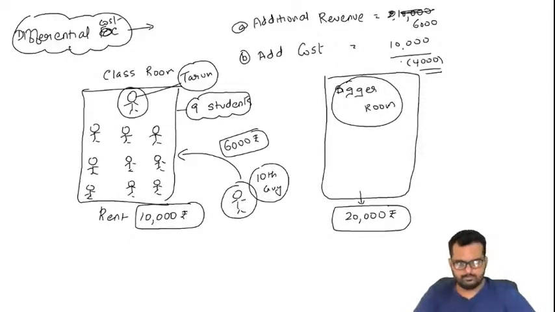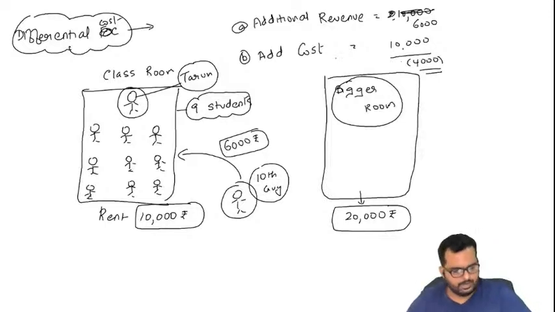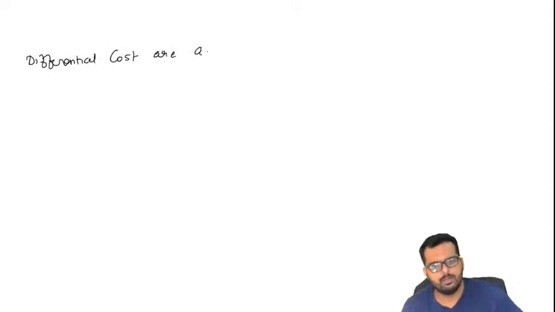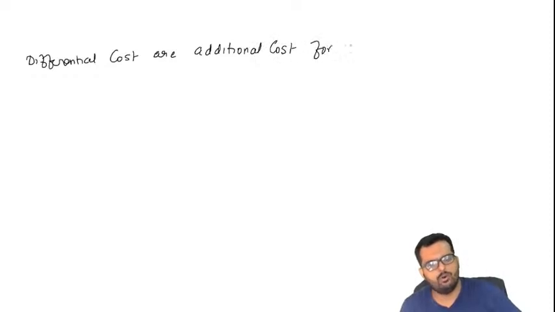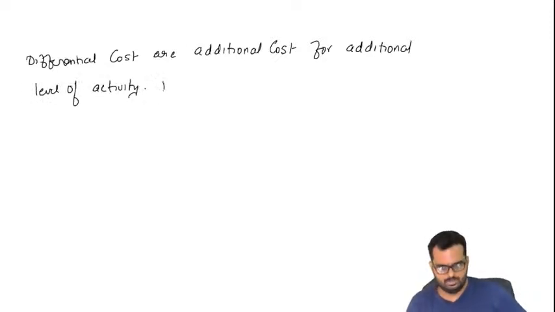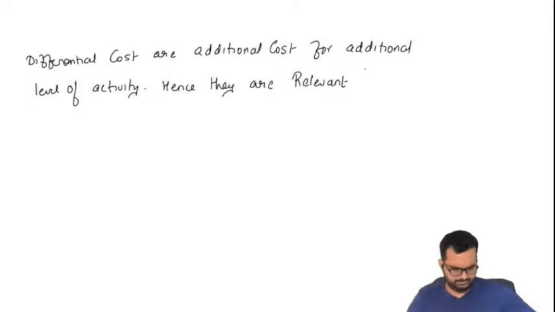Alright friends, have you all put up till here in your books? So write down, okay? Differential costs are additional costs for additional level of activity. Hence, they are relevant. Can you write down this in your books now?